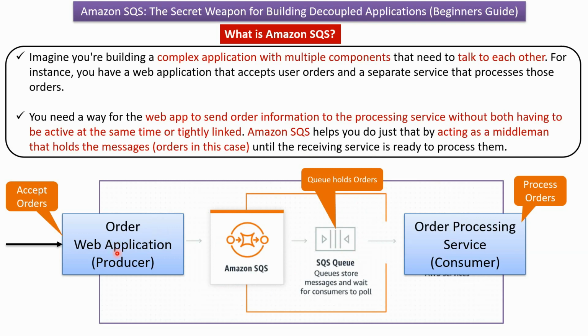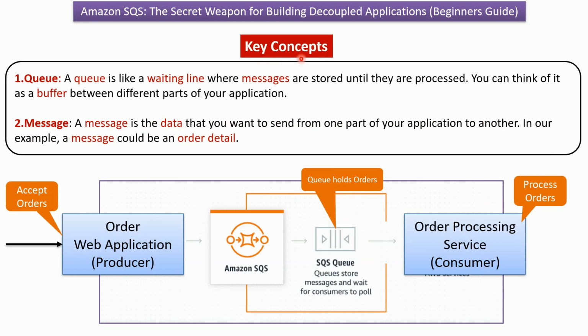Here you can see the order web application which acts as a producer and it accepts orders from the user. The order web application sends the orders to the SQS queue and the SQS queue holds those orders. And here you can see the order processing service, which acts as a consumer. The order processing service pulls the orders from the SQS queue and processes those orders. Now we will see the key concepts.